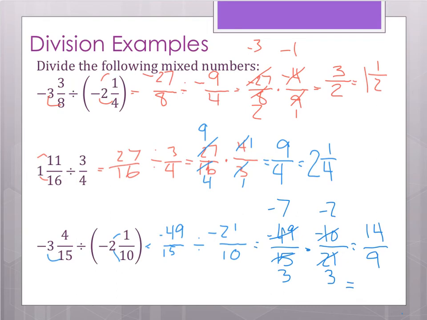9 will go into 14 one time. That's 9, so we'll need 5 more to get to 14 over the original denominator of 9.